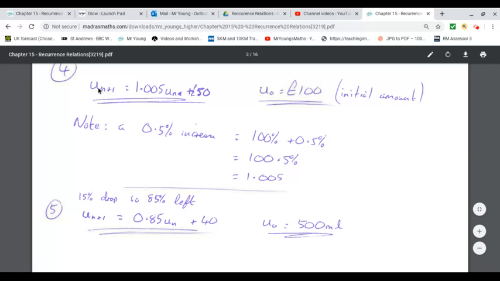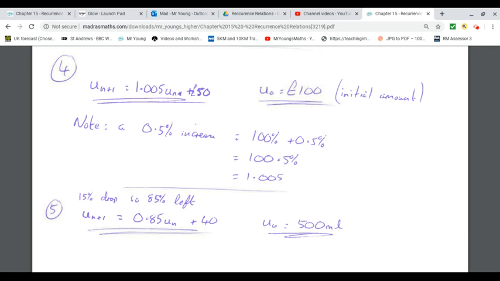So basically, after a year, there's going to be an extra 0.5%. Okay, so we'll get an extra 0.5% on the £100. That'd be an extra 50p, plus the £50 the granny is going to put into the account afterwards. So it'll be £150.50.